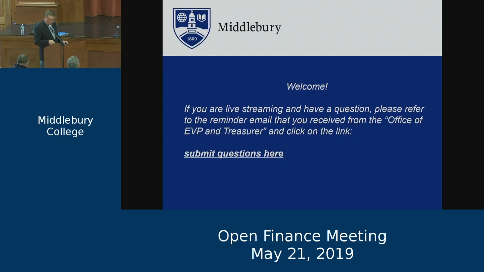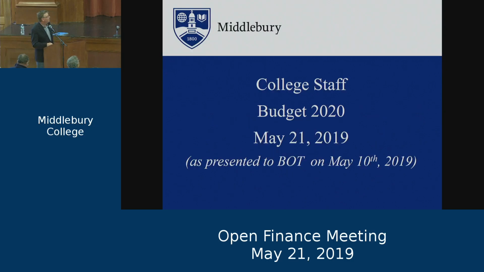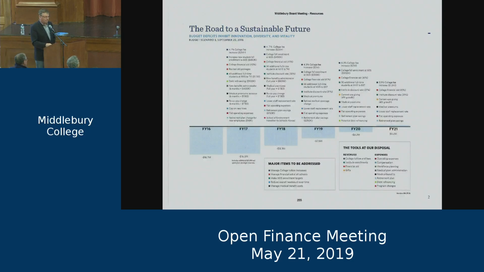Okay, so where I would like to start is this roadmap was developed and presented to the Board of Trustees in the fall of 2016. Mike Thomas and his team worked with a number of areas of the college to create a path to financial sustainability. And what it said is the college could return to operating surpluses by FY21.